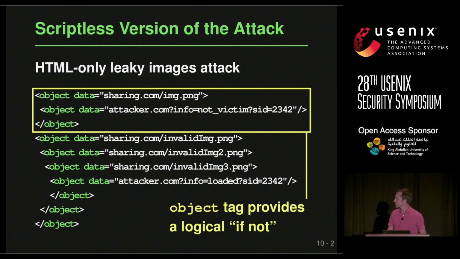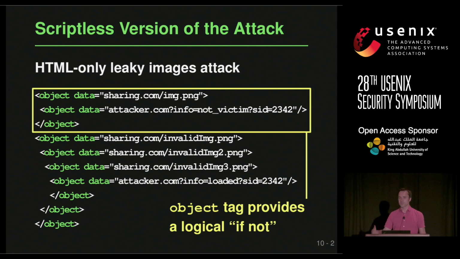So what object does is to try to load some data that is stored at some URL. And if this data cannot be loaded, the next object tag is executed, which may perform some other request. So essentially what these highlighted lines here are doing is to try to request the privately shared image. And in case this request does not succeed, we tell our server, the attacker server, that this was not the victim.